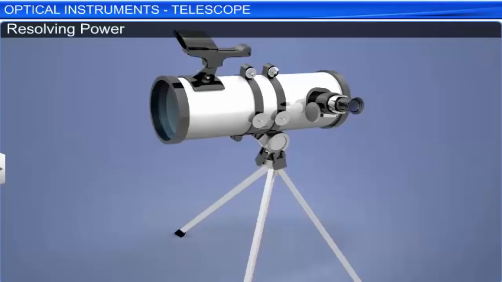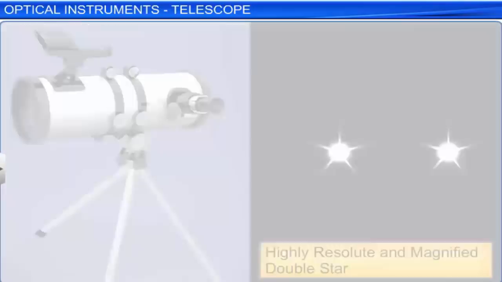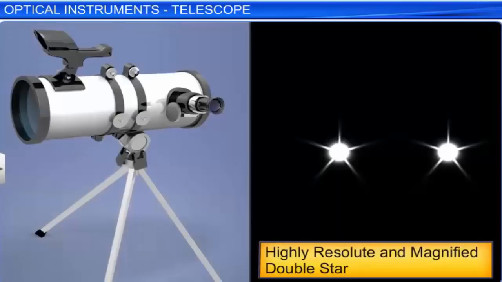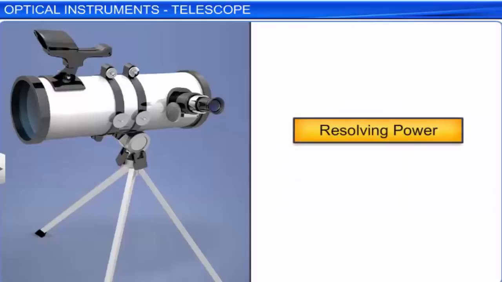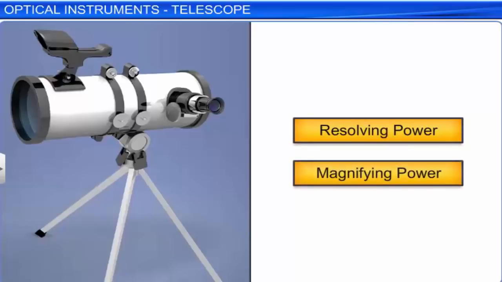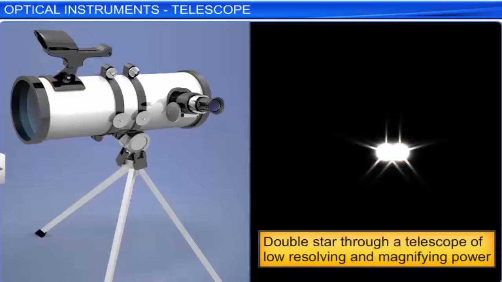The resolving power of a telescope also depends on the diameter of the objective. So, telescopes with large objectives provide high resolution and high magnification. It is important to note that the resolving power and the magnifying power refer to different entities. For example, if a double star system is observed by an astronomical telescope with a low resolving power as well as with a low magnifying power, the final image is as shown. It is neither well resolved nor well magnified.